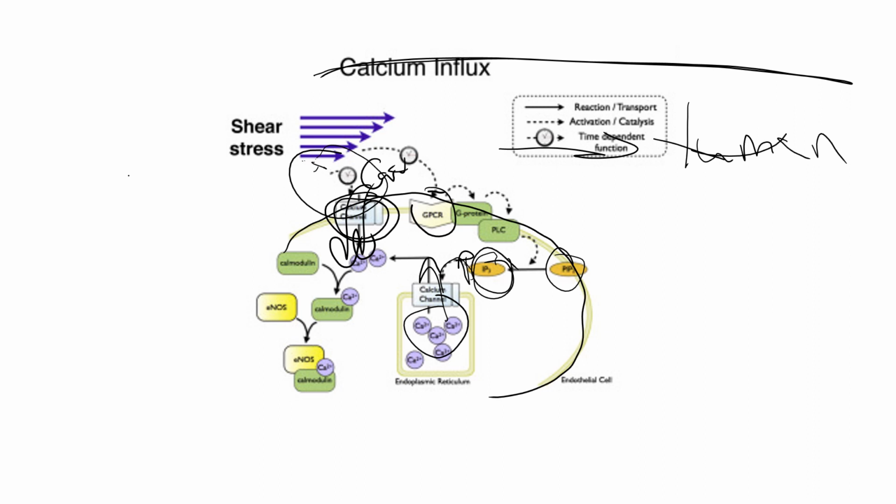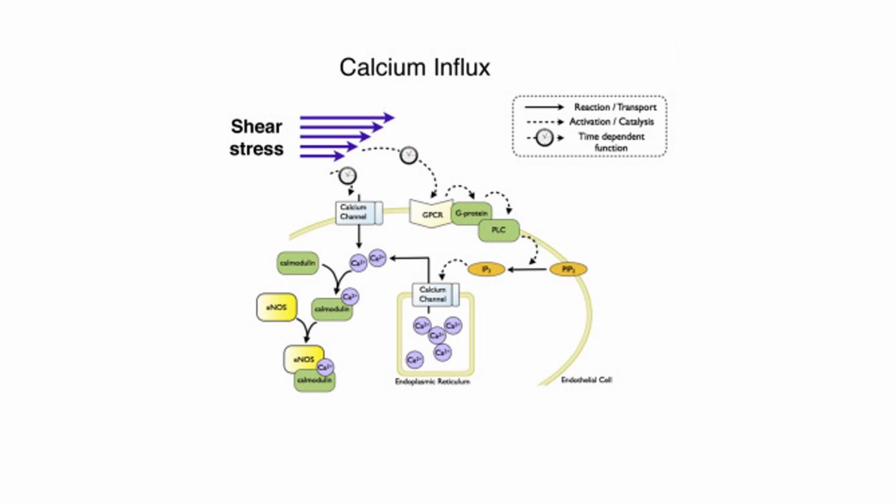So no matter which one of these happens, you're getting an increase in intracellular calcium levels within the endothelial cell because of the shear stress. Either the shear stress on the endothelial cell is directly opening calcium channels, or it's activating an IP3 G protein pathway that's causing calcium to be released from the endoplasmic reticulum. Moving on, what does calcium levels elevating inside of the endothelial cell do?